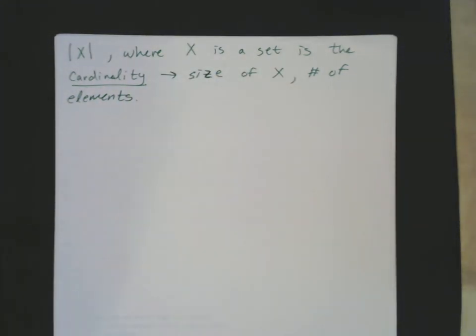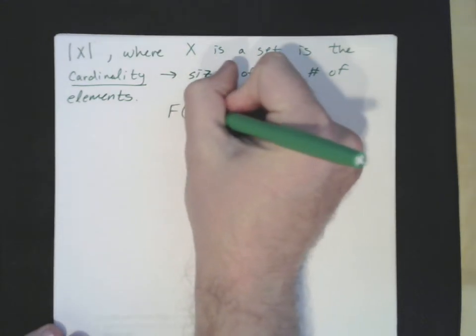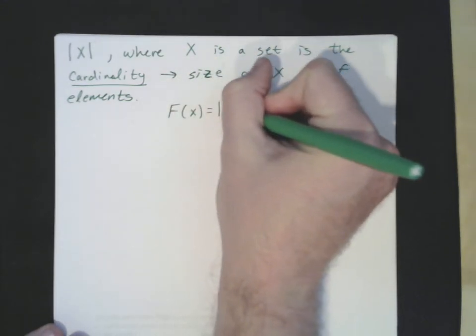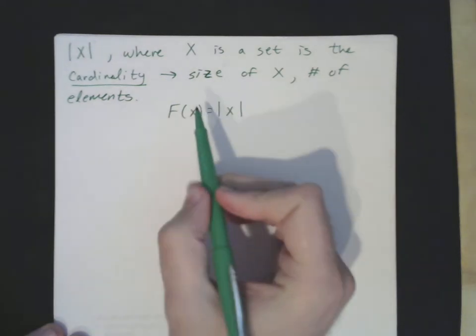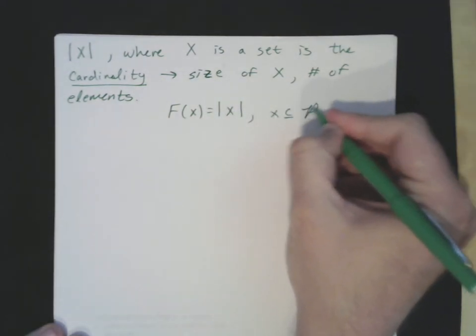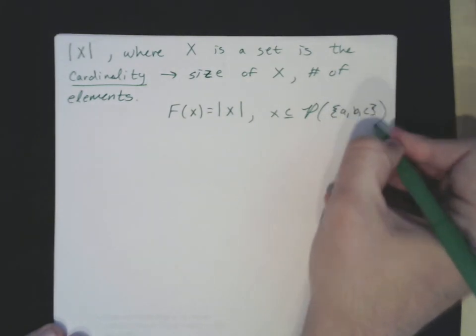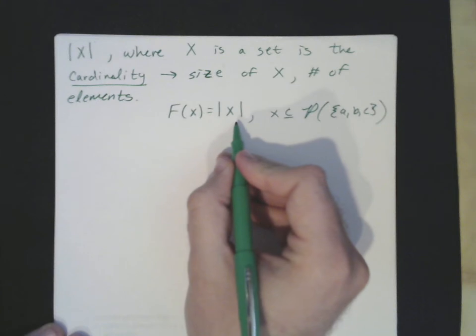So some people use cardinality in a different fashion. I've seen it used as just to mean the number of elements, but in our cases, this is what we're going to use in this section. Our absolute value is the number of elements. So our function, f of x equals the absolute value of x, is saying take that x that's a subset of the power set of A, B, and C and map it to its size.